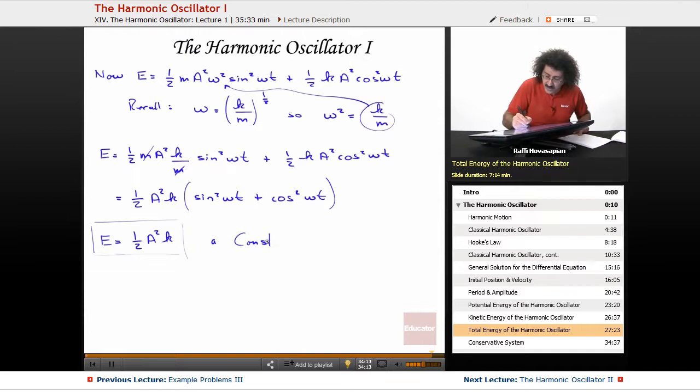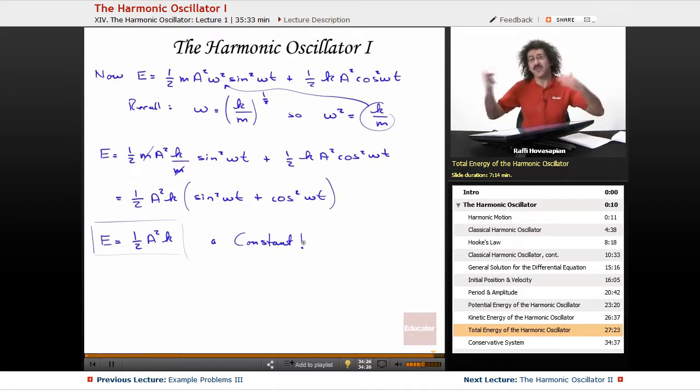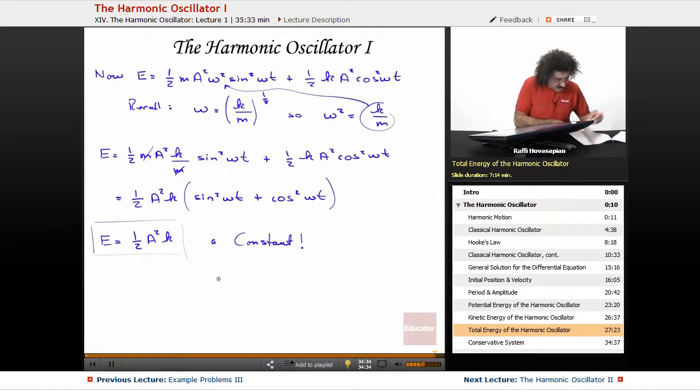So this is an algebraic representation of the fact that the energy of a harmonic oscillator is constant. It oscillates back and forth between the potential and the kinetic. They trade off, and when one of them is maximized, the other is minimized, but the total is a constant. Perfect.